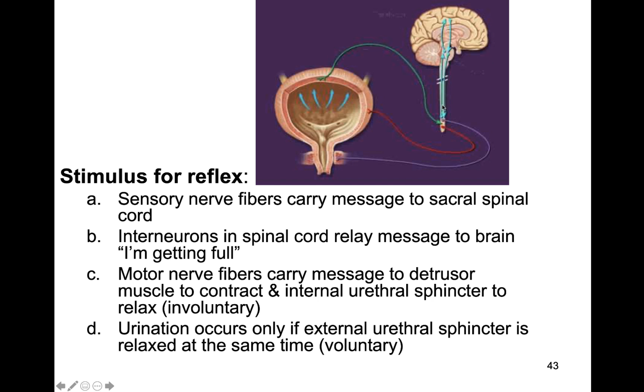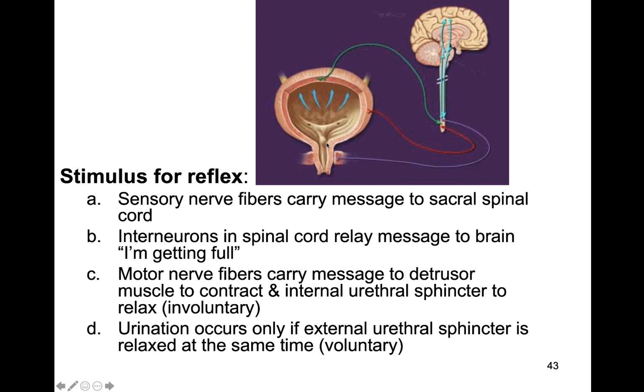And when the neurons are part of the central nervous system, they're found completely within the central nervous system. They're called interneurons. They're going to relay the message from the spinal cord to the brain. And you're going to get this message or sense that you're getting full. And then the motor nerve fibers, they take the information from your brain and they bring it to the urinary bladder. So motor nerve fibers, they're going to carry information from your brain to the detrusor muscles of the urinary bladder, which is under involuntary control.